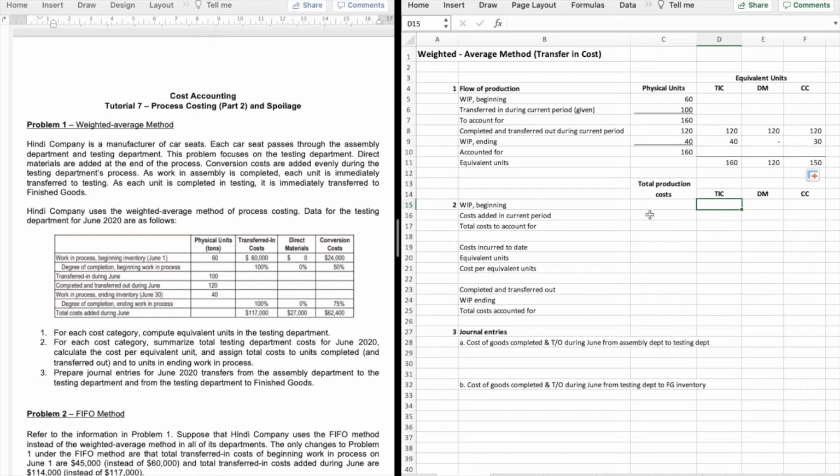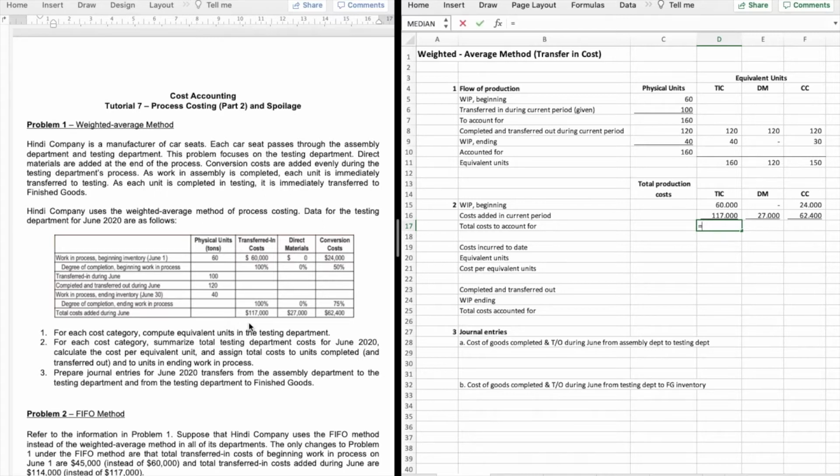Next, we will calculate the total production cost. First, starting with the beginning work in process, we have the information about it, 60,000 here. The direct materials is 0, and the conversion cost is 24,000. The next step is to add the cost added in the current period. The information is also given in the table. That is 117, 27 and 62.4.